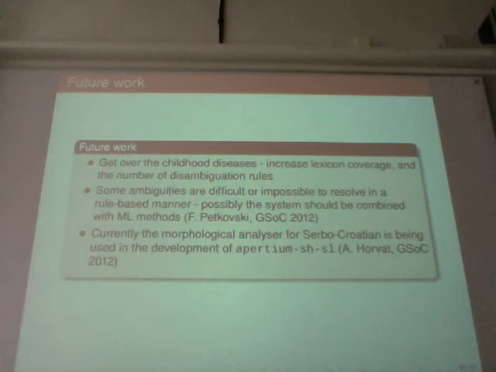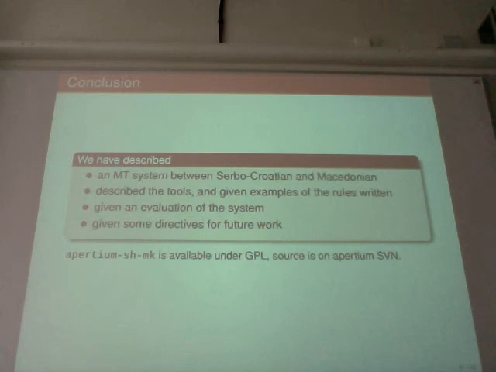So I have described the machine translation system between Serbo-Croatian and Macedonian. It's the first machine translation system between the two languages and the first machine translation support for Bosnian. We described the tools, gave examples of the rules, gave an evaluation and so on. That's it, thank you.